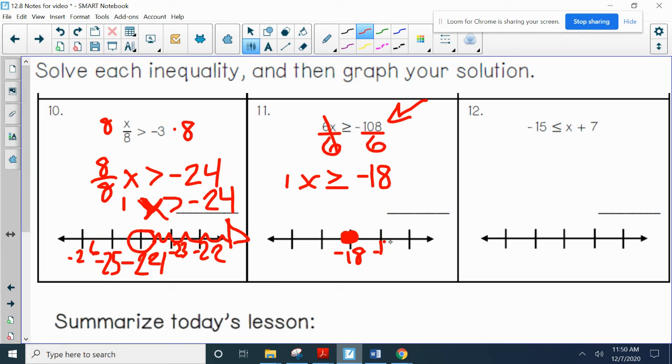So we're going to go ahead and shade in our negative 18 because it's being included. And we have negative 17, negative 16, negative 19, negative 20. We want all the numbers bigger, so we're going to shade to the right. And our variable came first, and it pointed to the right, and the inequality pointed to the right. So we did it right.